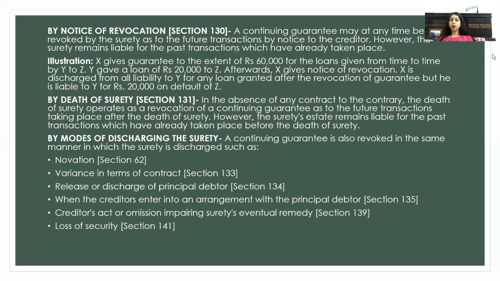Now, going forward with the modes of discharging the surety, we have a list of modes. First one is novation, means making of a new contract under section 62. Second is variance in terms of contract under section 133.